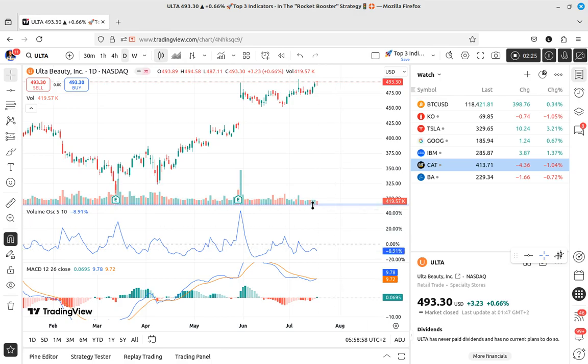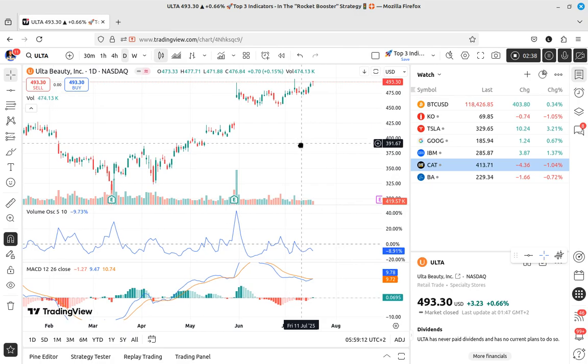Now, ideally the candles should be green, but even if it's a red day, in fact, ideally you should trade on a red day. So that's the rocket booster strategy. This is a perfect example of the rocket booster strategy.